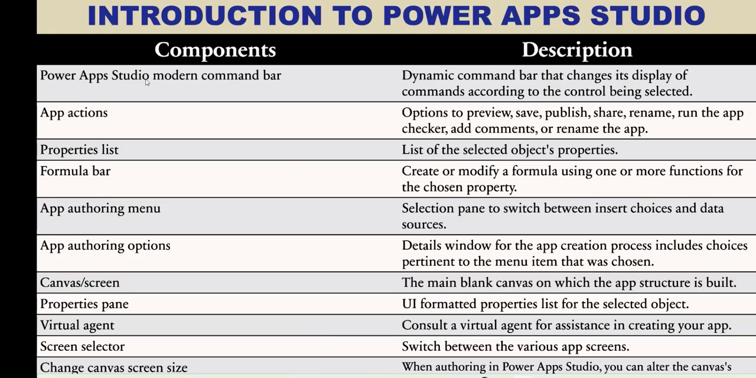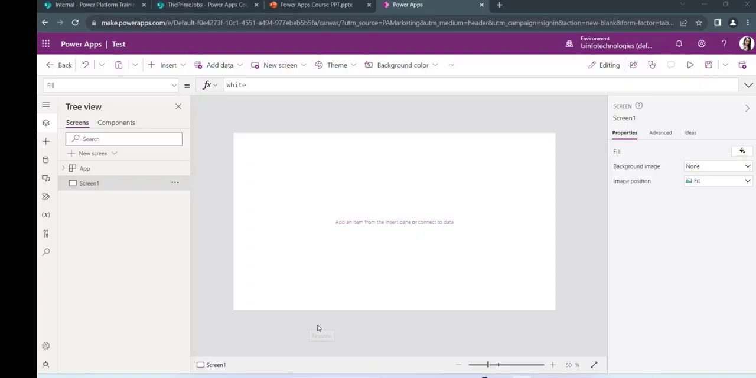So the first one is the PowerApps Studio modern command bar. It is the dynamic command bar that changes its display of commands according to the control being selected. So let me show you in PowerApps directly. So this is the PowerApps dynamic command bar. You can see here there is a back option, there is an undo and redo option, and paste.